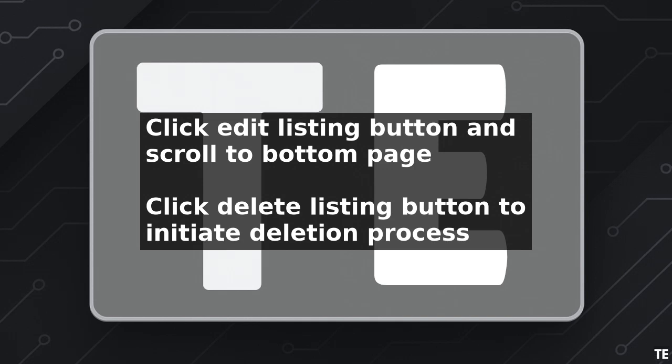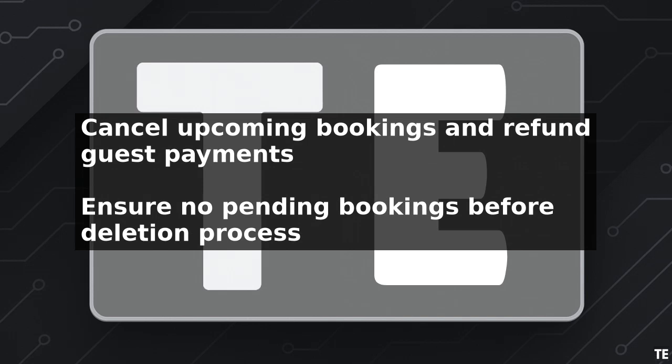Before deleting the listing, ensure that you have cancelled any upcoming bookings and have refunded any payments made by guests. You can do this by going to the Bookings tab and selecting the Cancel Booking option. It is also important to note that if you have a paid subscription, deleting your listing will not automatically cancel your subscription. You will need to contact Vrbo customer support to cancel your subscription and request a refund if necessary.